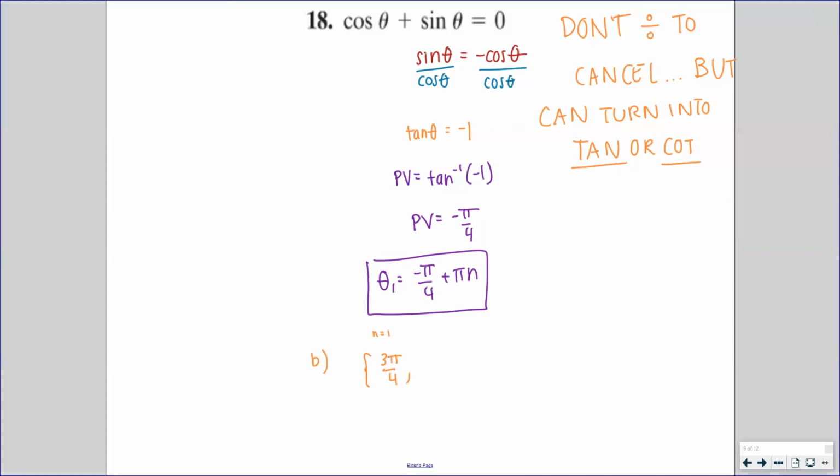And when n is 2, I get 2 pi plus negative pi over 4. That's 7 pi over 4. That's between 0 and 2 pi still. But if I were to go further, if I were to look at n as 3, I'd get 3 pi plus negative pi over 4. Doesn't work outside of 0 to 2 pi. Final answer there, 3 pi over 4 and 7 pi over 4.